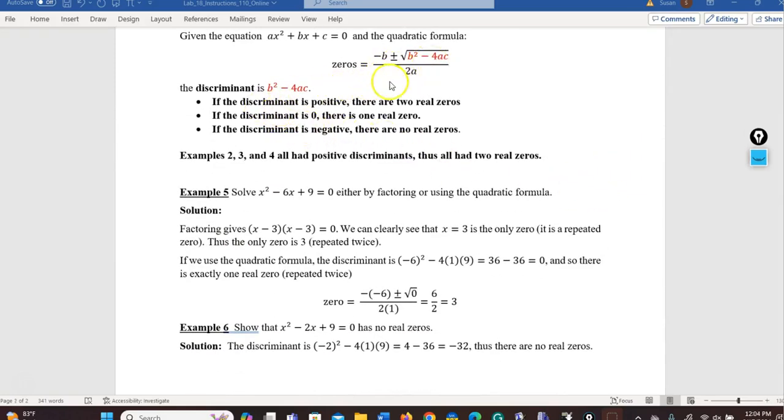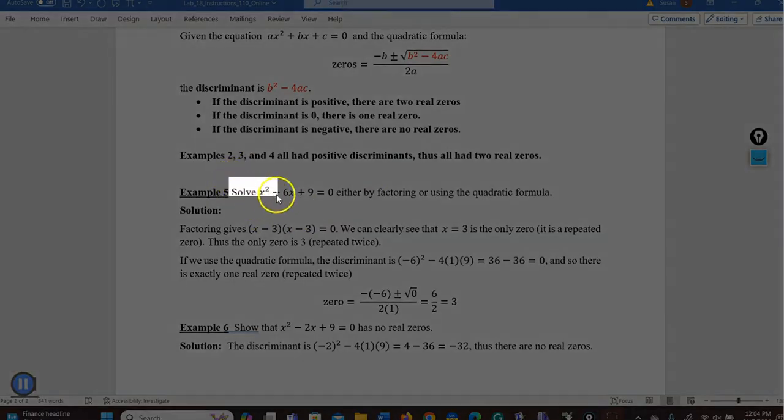So if the discriminant is positive, there are two real zeros. If the discriminant is 0, you're only going to get one answer, one solution. If this discriminant is negative, there won't be any real zeros. You will get two non-trivial complex zeros, but we haven't looked at complex numbers yet. So in the previous examples, 2, 3, and 4, they all had positive discriminants, thus they all had two real zeros. Now, what if we want to solve this?